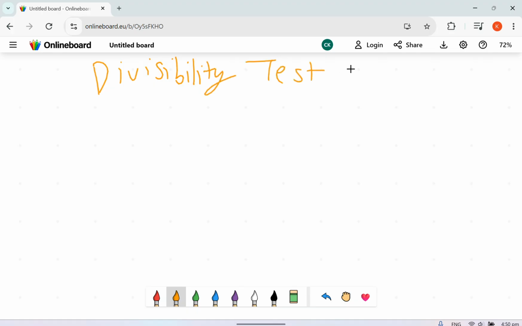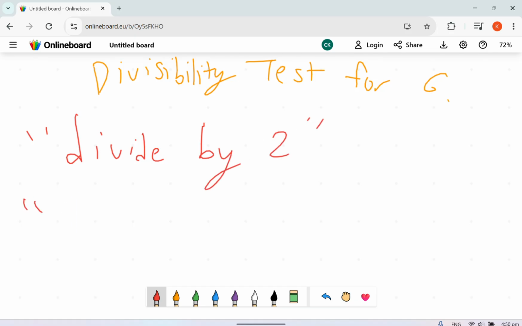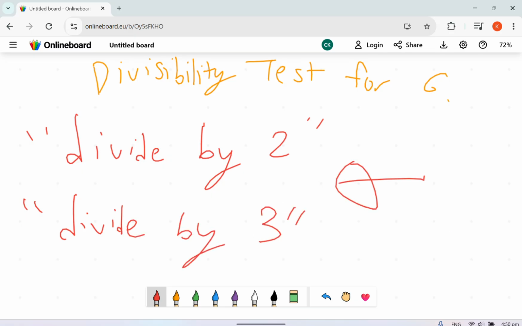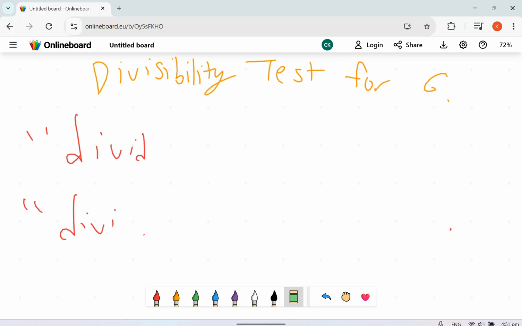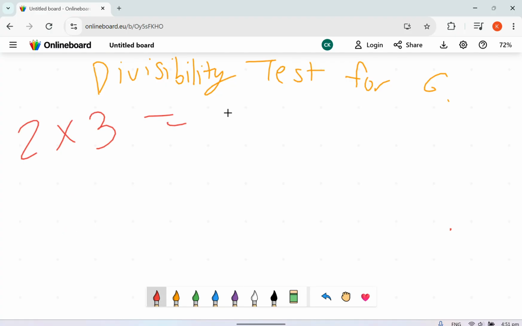Test for 6. Now, it's super simple. The divisibility test for 6 is basically just need to satisfy two things. First thing, it can be divisible by 2. Second thing is divisible by 3. You just need to satisfy these two. As long as you satisfy both, it is divisible by 6. Now, a lot of you may claim, the reason why this is so is because 2 times 3 is 6, which is technically correct. But now I want you guys to think about this.